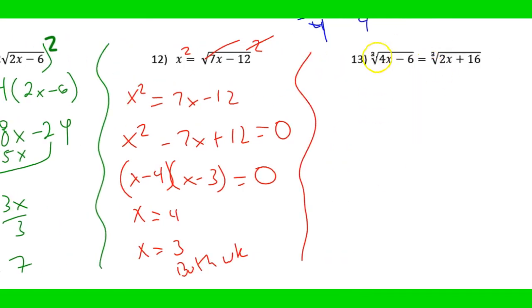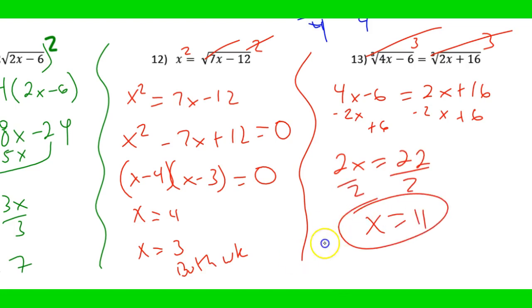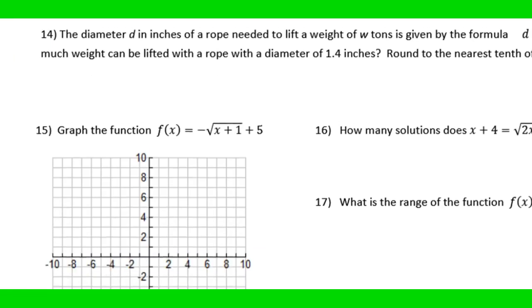Right here. All right. We have 2 cube roots on both sides of the equation. I want to cube both sides. So I'm left with 4x minus 6 and 2x plus 16. I'm going to subtract 2x on both sides. That's going to be 2x. And then I'm going to add 6 on both sides, and I have 22. And then I divide by 2. X equals 11. All right. I'm trying to speed through it a little bit because we're getting long on time. It's like 17 minutes.